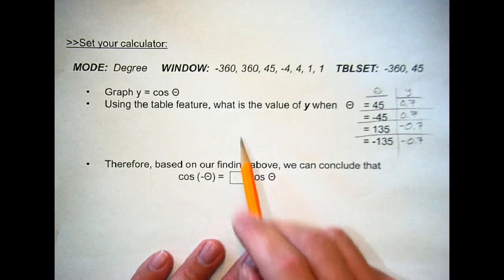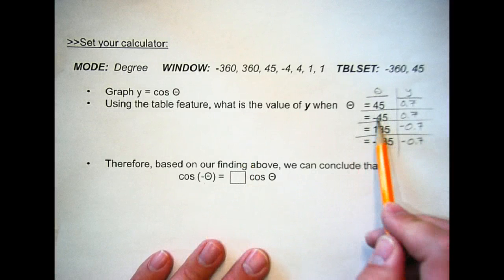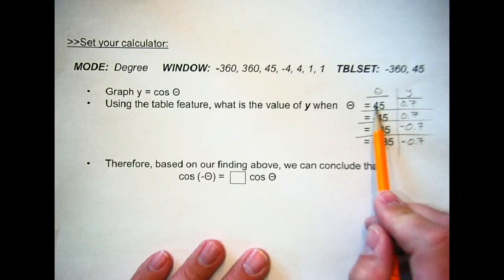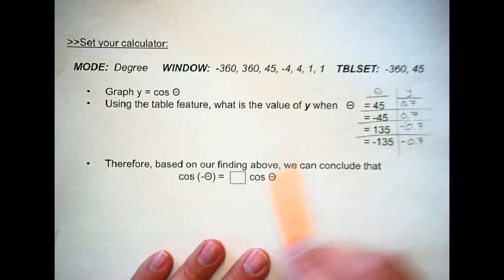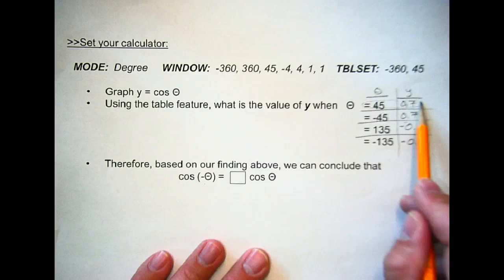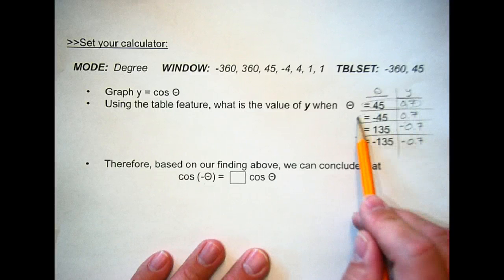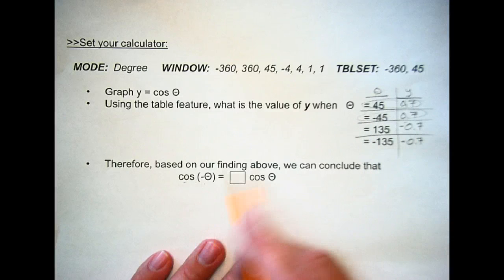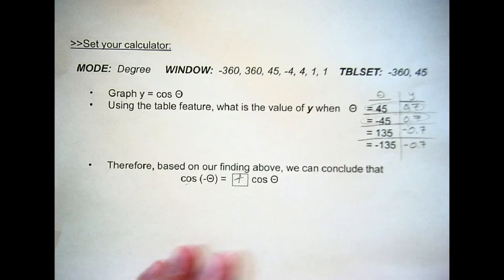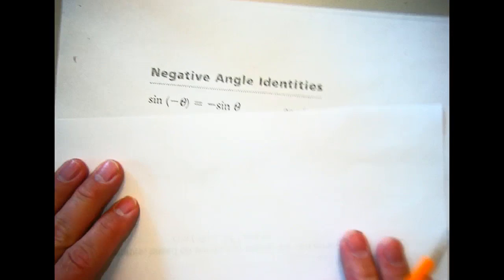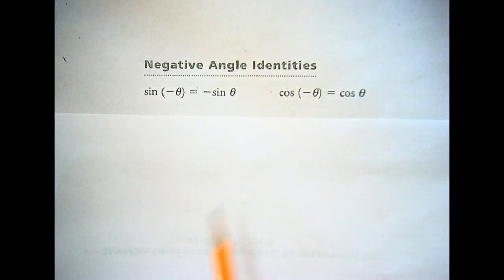If I have cosine of negative theta, how does that compare to cosine theta? They're the same, right? So the cosine of positive theta is equal to the cosine of negative theta. So cosine negative theta is equal to positive cos theta, or just cos theta. So there are your negative angle identities. Sine negative theta equals negative sine theta. Cosine negative theta is equal to cos theta.